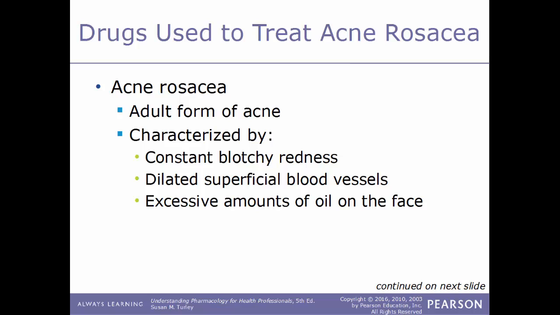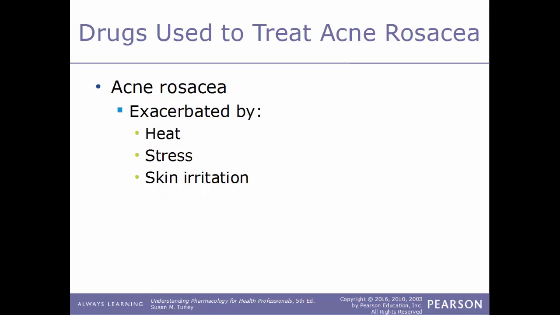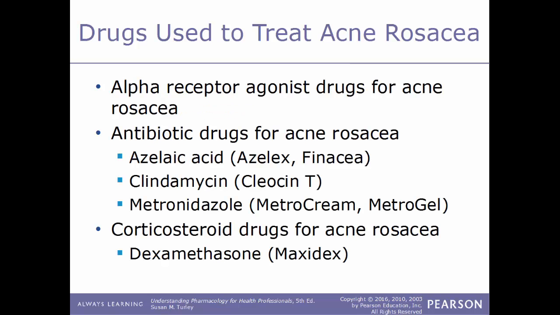Now, acne rosacea is the adult form of acne, and it's characterized by having a constant blotchy redness, having dilated superficial blood vessels, and excessive amounts of oil on the face. This condition is exacerbated by heat and stress and skin irritations. There are several types of drugs that are used to treat acne rosacea. Those can include alpha receptor agonist drugs.